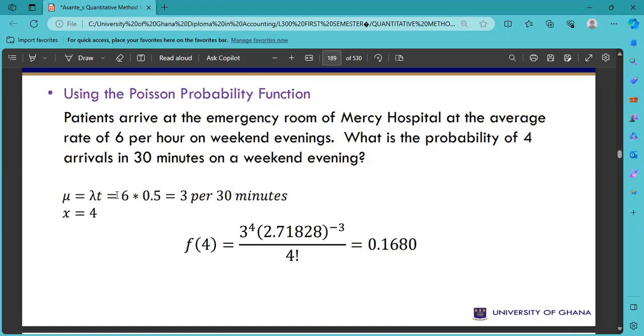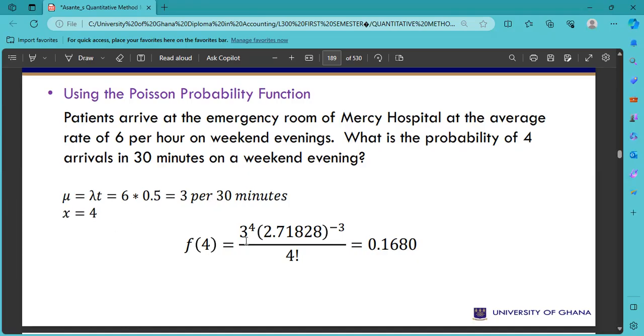So look at what they've done here. Now our lambda t, or our mean, will be what? 30 minutes divided by 60 is a half, so we divide our mean by 2, right? And then we get 3 per 30 minutes.